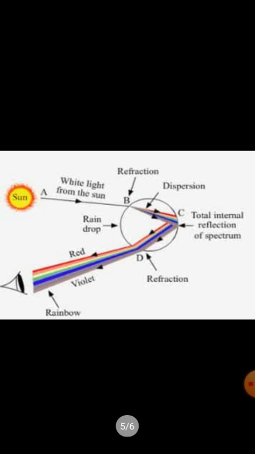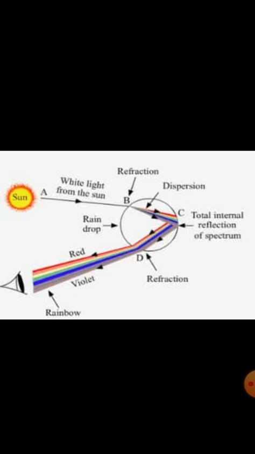The most beautiful and spectacular phenomenon provided by nature by dispersion of sunlight is the formation of rainbow. Rainbow is a natural spectrum. It is caused by tiny water droplets present in the atmosphere. These tiny water droplets act like a prism and disperse sunlight. The formation of a rainbow can be understood with the help of the diagram shown.